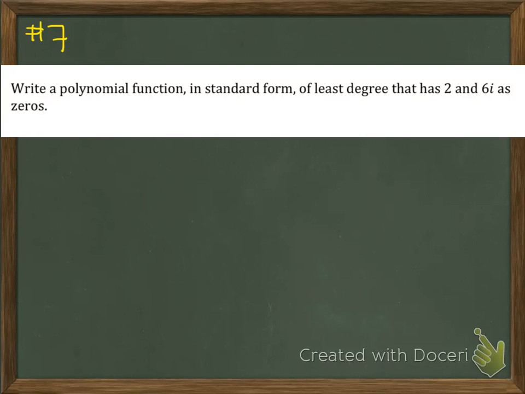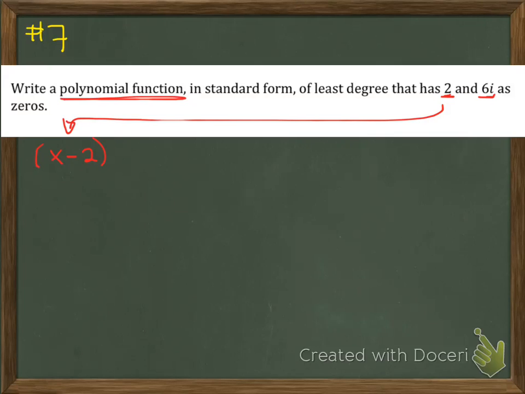Alright, so let's take a look at number 7. So we're trying to build a polynomial function out of its factors, and we know that it has zeros at 2 and 6i. So if we know it has a 0 at 2, we know that that comes from the factor x minus 2. Okay.